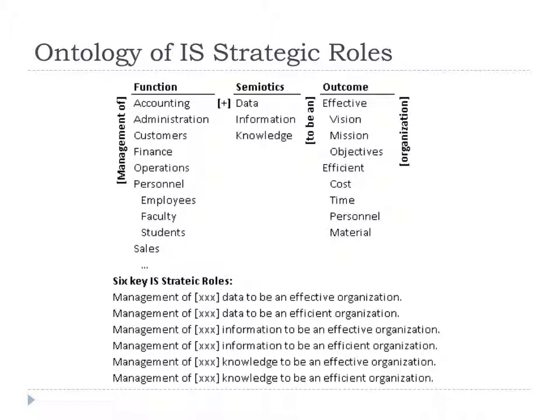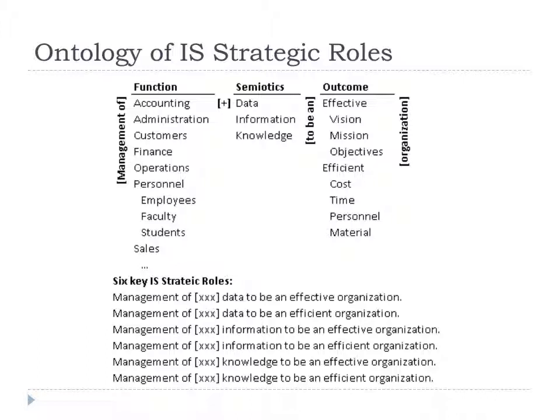They are: management of a function's data to be an effective organization, management of a function's data to be an efficient organization, management of a function's information to be an effective organization, management of a function's information to be an efficient organization, management of a function's knowledge to be an effective organization, and management of a function's knowledge to be an efficient organization. One may choose more than one statement to define an information system's strategic roles.